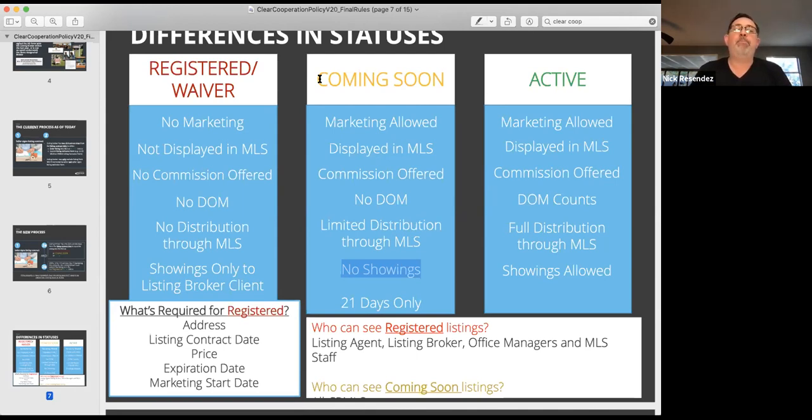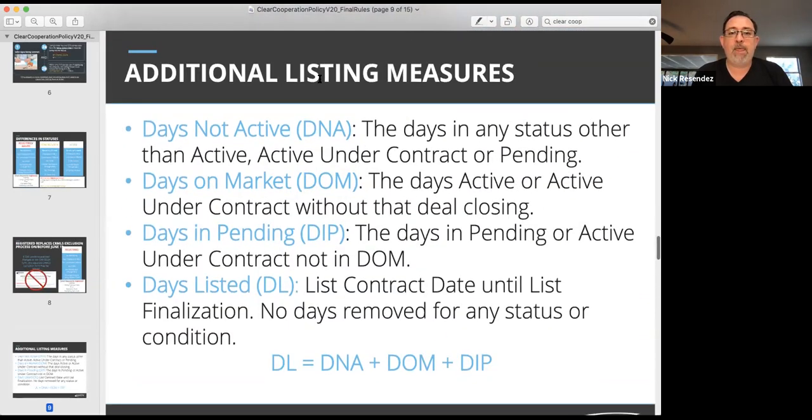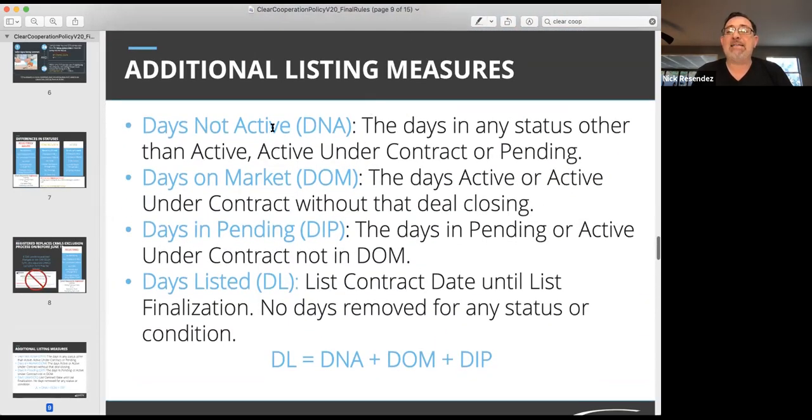Okay. Over time, you're going to start seeing a whole bunch of different days on market. You know, we already have days on market and cumulative days on market. You're going to see new time frames that are going to be things like days not active, days in the pending status, days listed. So there's going to be a whole bunch of new time frames or clocks that are going to be ticking, and you'll start seeing what some of these numbers look like. We'll see what we do with that information over time.